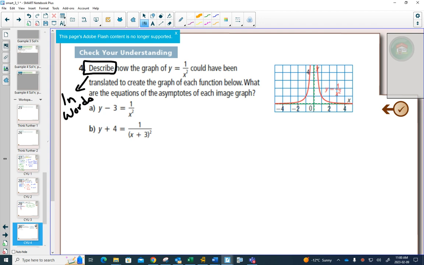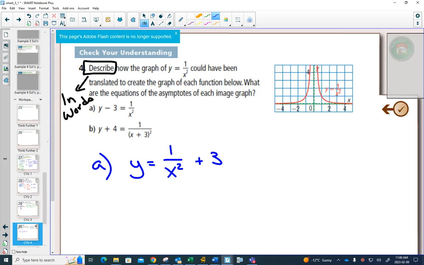And this question lends itself well to describing. It says, describe how the graph could have been translated to create the graph of each function below. So we're going to start with A. And first of all, in A, I want you to see, does it make sense that what I wrote in blue is the same as what they wrote in black? What did I do?